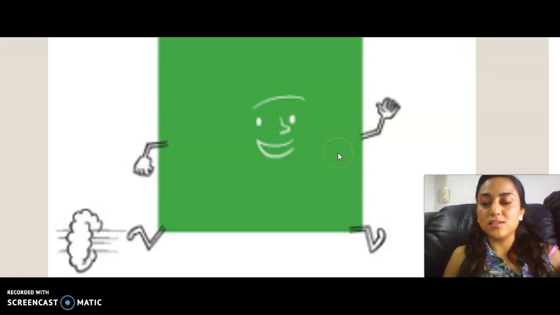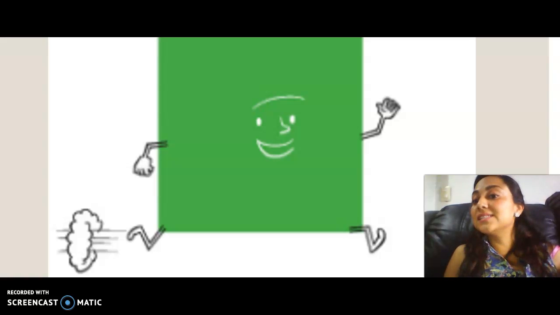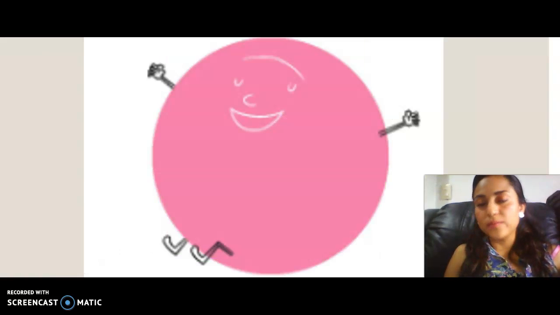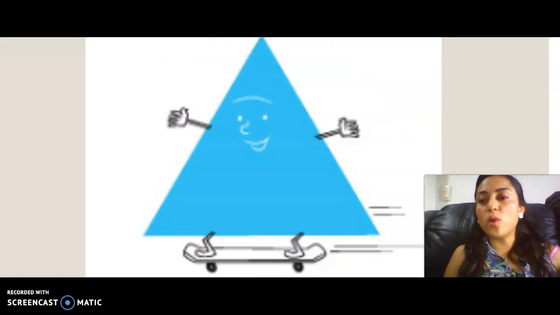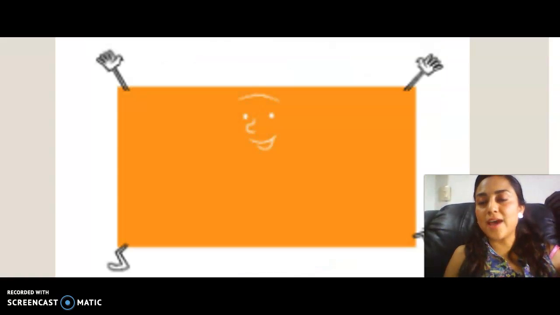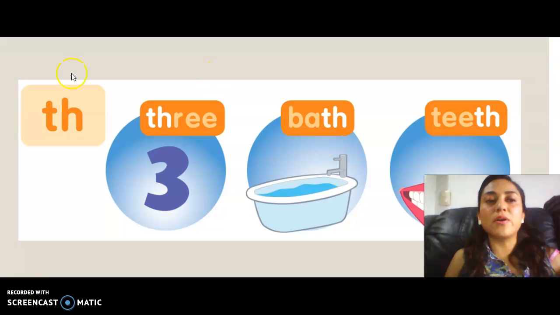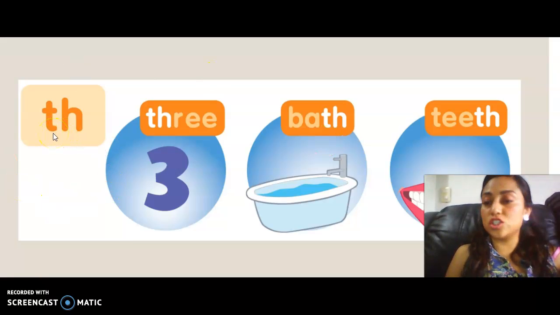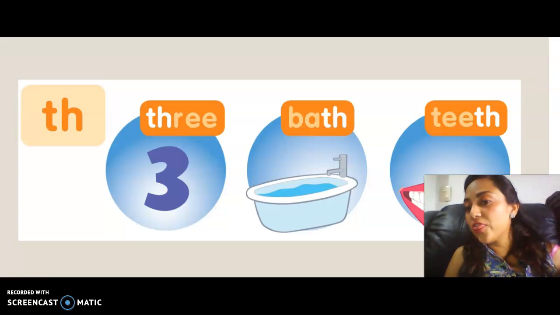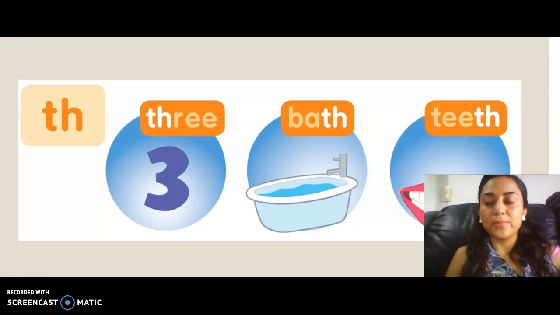So the first one is square. Square, okay? Circle, triangle, rectangle, diamond, and finally, remember, when you see the letter T and the letter H, the sound is, for example, here, three, bath, teeth. Okay? Well done.